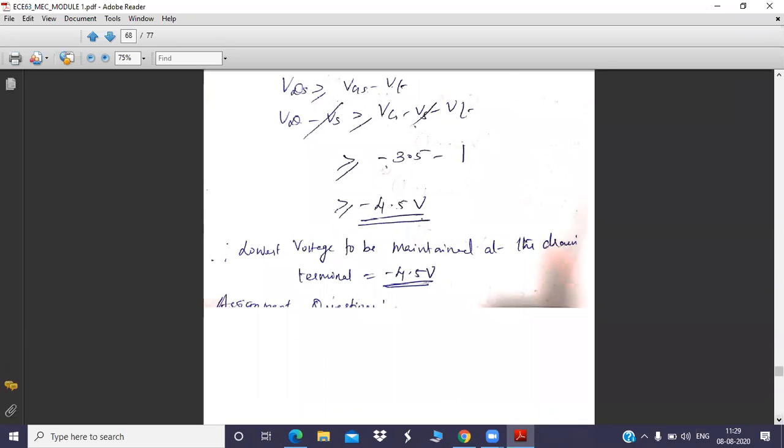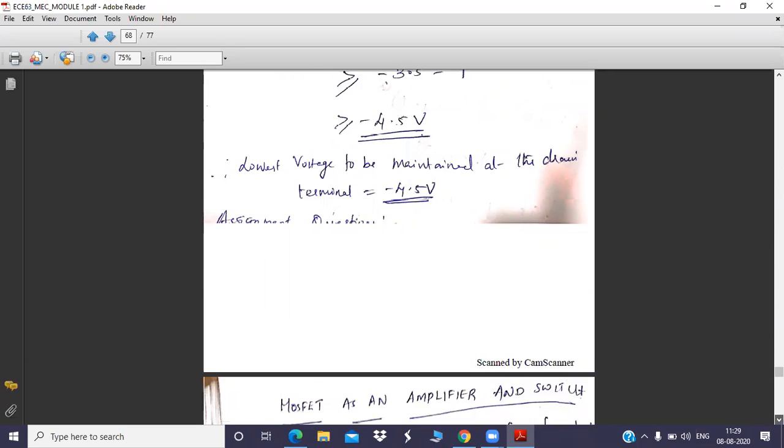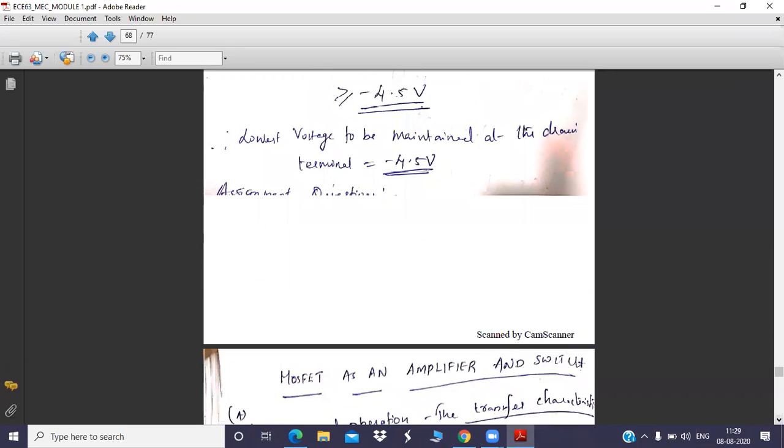If it is less than minus 4.5, it will not remain in saturation. So this is the minimum voltage you have to maintain at the drain terminal of Q2, so that Q2 will remain in saturation, the linear amplification will take place, and the biasing method will be perfect for the given amplifier circuit. Any doubt with the second portion of this particular problem?